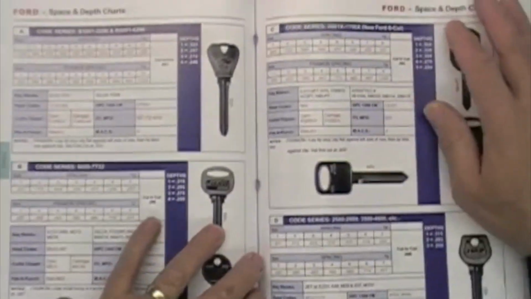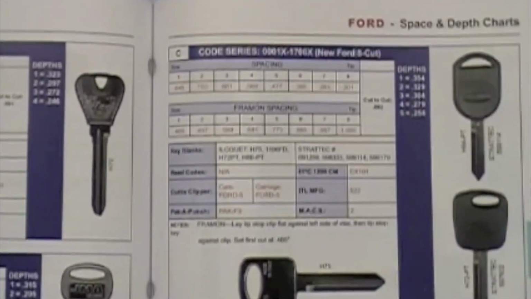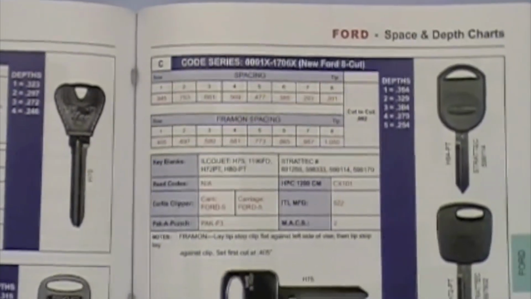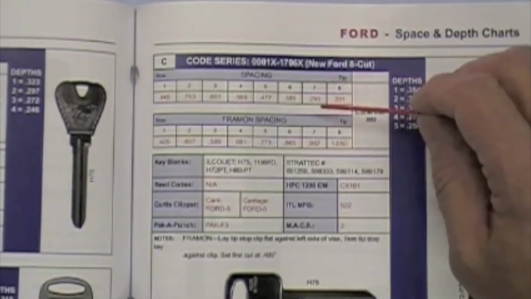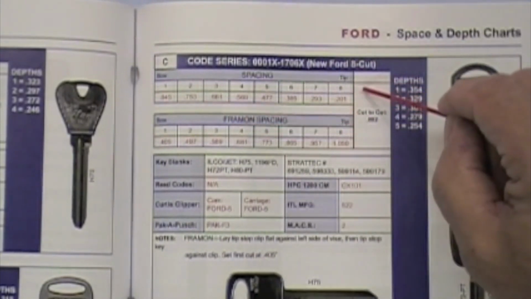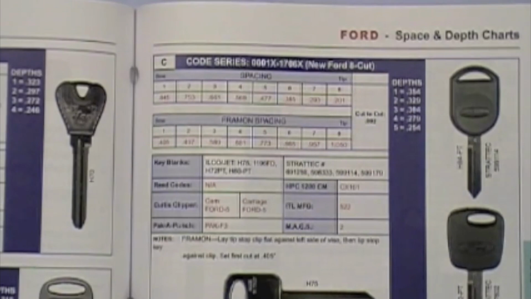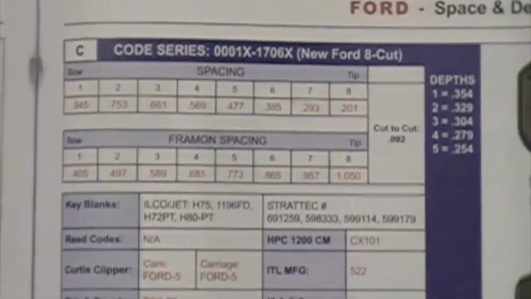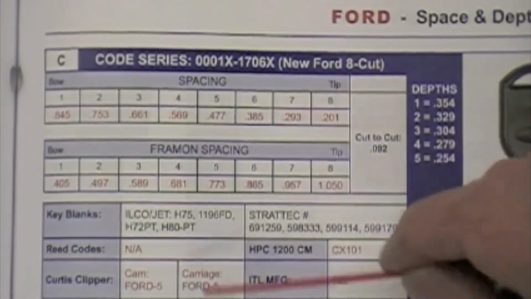Okay, so these are space and depth charts. Now the space and depth chart that was for this vehicle was C. And we can see it's an 8-cut key. There's 5 depths. And then there's other information on here.